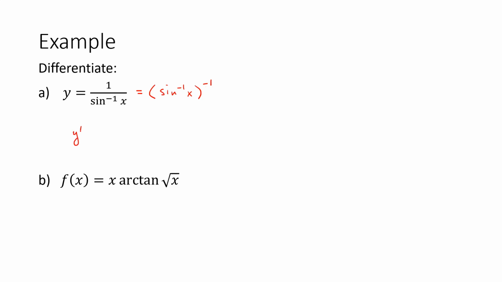So when we compute y prime here, we can use this form. So it'll be -1 times sine inverse x to the -2 power. And then chain rule says I'm going to multiply by the derivative of sine inverse x, which we know. So 1 over the square root of 1 minus x squared. So we'll have -1 over, I'll put sine inverse x quantity squared here in the denominator, and square root of 1 minus x squared down there.